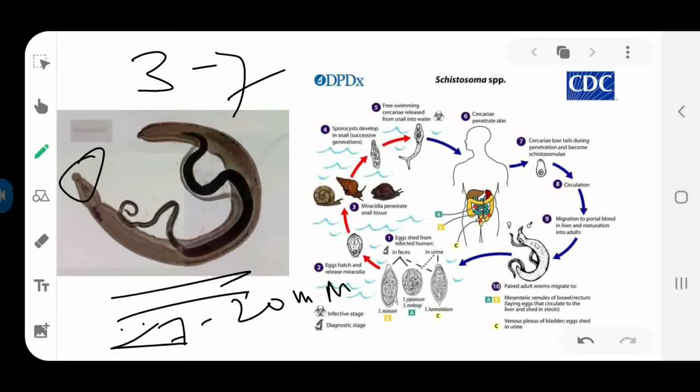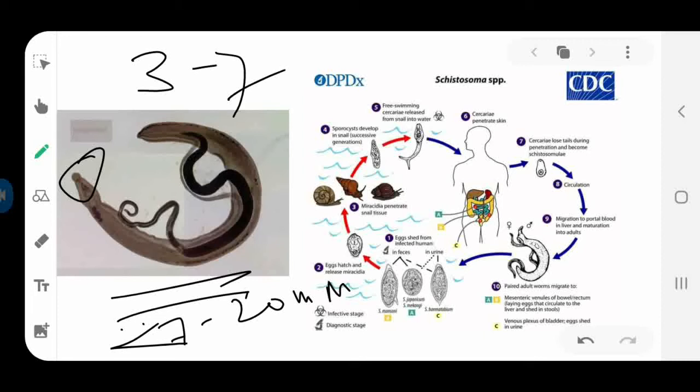Now, what is the diagnosis? Diagnosis is by microscopic examination of stool or urine for eggs. Serological tests are also available. Stool or urine is examined for eggs. Repeated examination using concentration techniques may be necessary. Geography is the primary determinant of the species, so a history of exposure should be communicated to the laboratory.